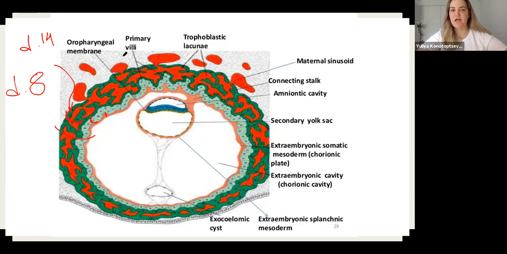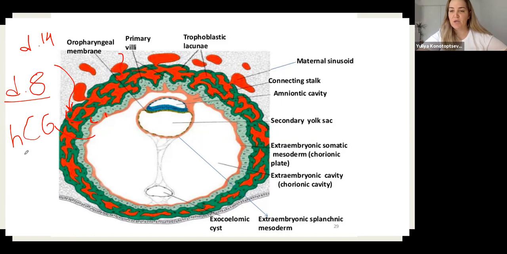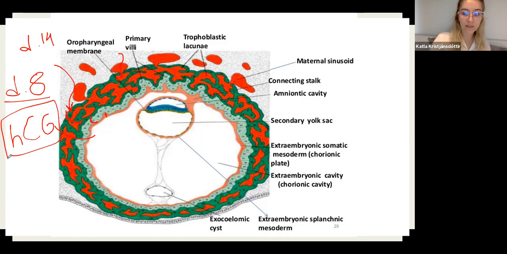Maternal blood vessels entered into the lacunas on day 11-12, but on day 8, syncytial trophoblast starts to secrete a hormone. Which hormone is that? HCG. Very good. Human chorionic gonadotropin. What is the function of HCG? It's the indicator in the pregnancy test.